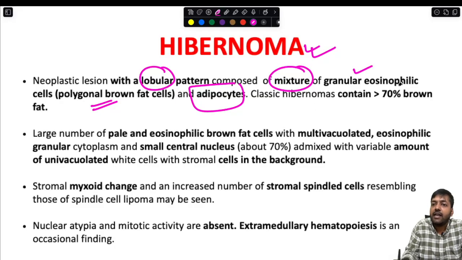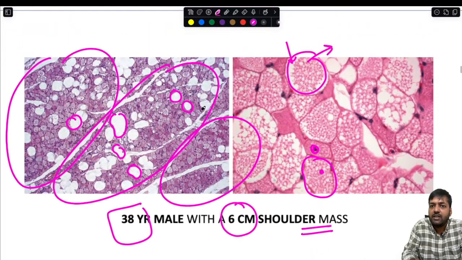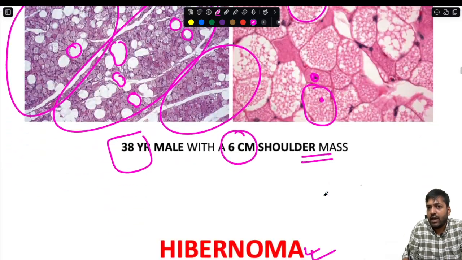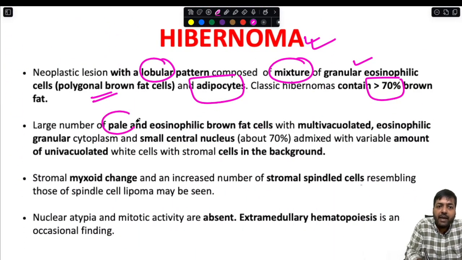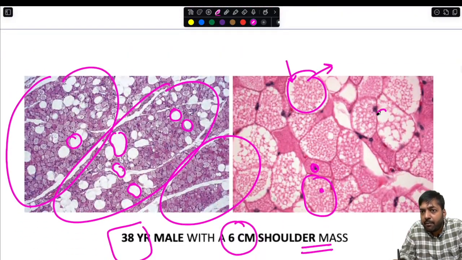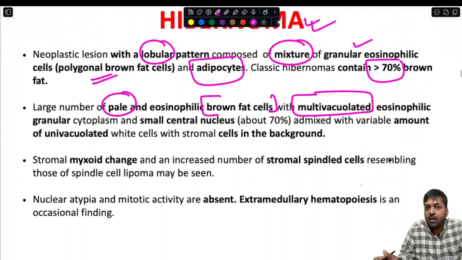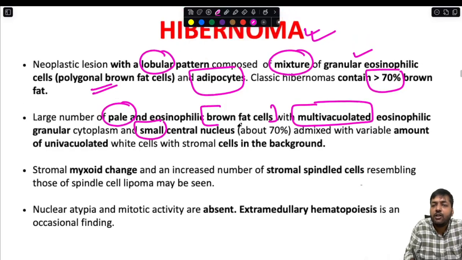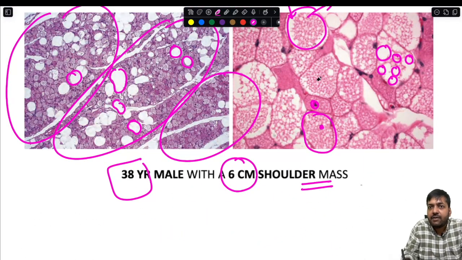Classical hibernomas contain more than 70% brown fat. As we can see, the majority of these cells are eosinophilic, granular, polygonal in shape, and have a central nucleus. There is a large number of pale eosinophilic brown fat cells with multi-vacuolated eosinophilic granular cytoplasm. In certain areas multi-vacuolations can be appreciated, and these cells show a small central nucleus, as we can appreciate over here.